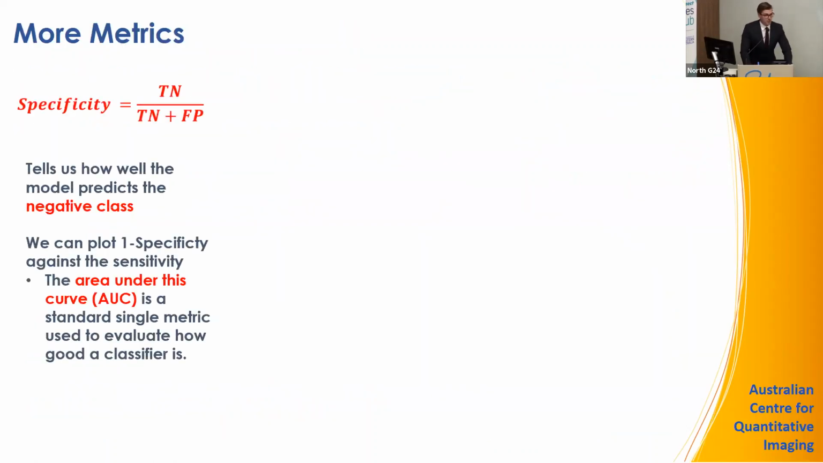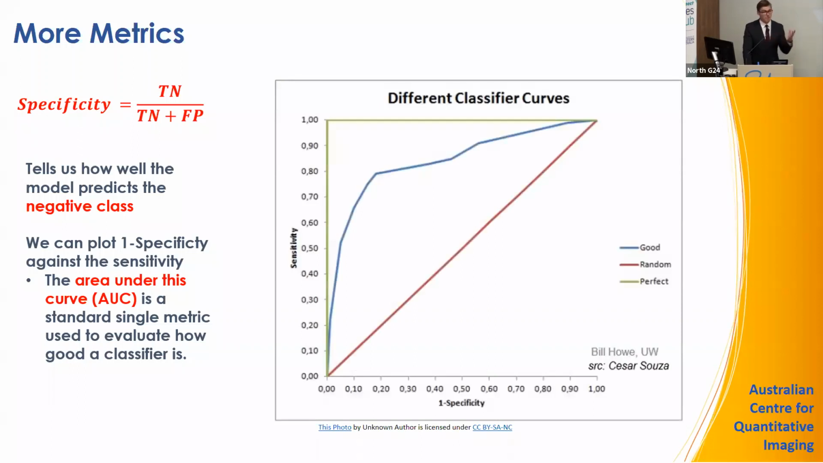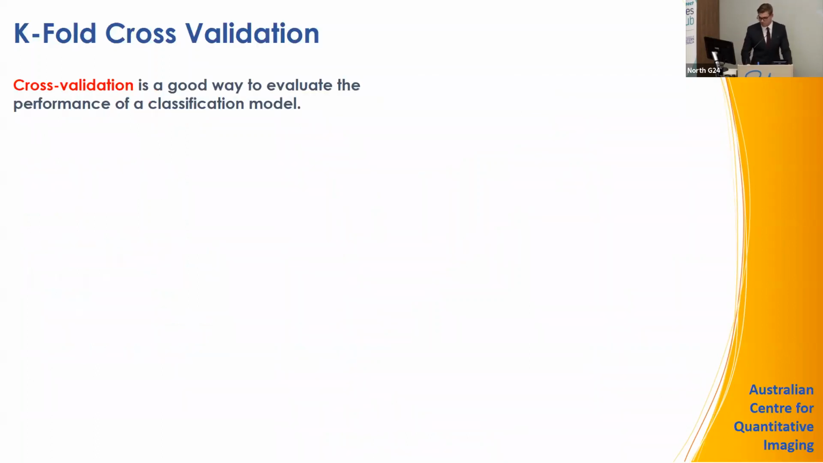Briefly, some more metrics. So specificity is another metric you can use. It tells you how well you're predicting the negative class. And we can actually plot 1 minus the specificity against the sensitivity. And we can take the area under this curve, which some of you might have seen in some of the presentations earlier this morning. And this gives us a standard single metric that we can use to assess how well a classifier is actually performing. So we can use this for our machine learning models.